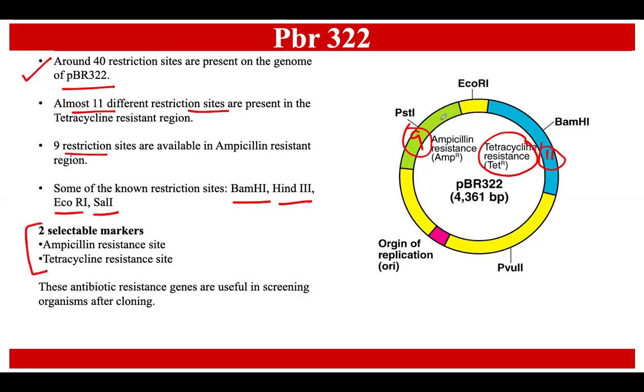And the two selectable markers are the ampicillin resistance gene and the tetracycline resistance gene. This means that these are the regions which will be used to identify or screen the transformed cells and differentiate the transformed cells from the non-transformed cells. So by using these selectable markers, we will be able to find out which plasmids have now been integrated with the desirable gene.